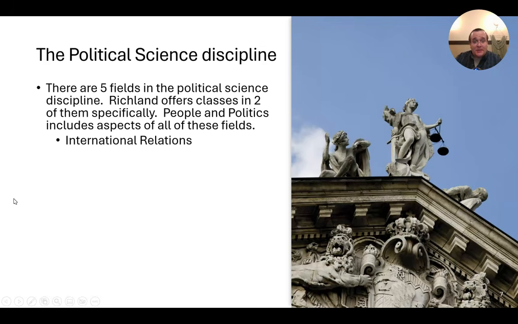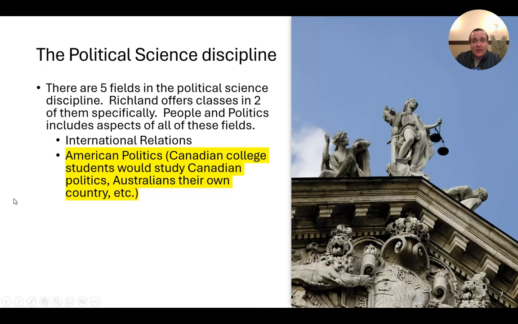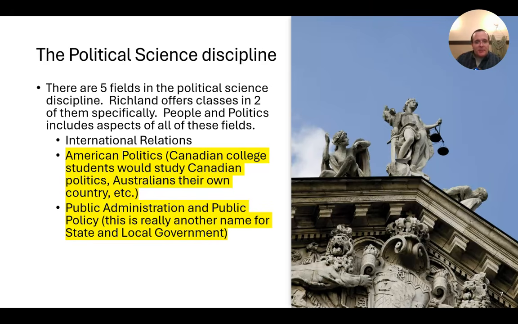So international relations, American politics, and this varies from country to country. Canadian college students would study Canadian politics, South African students, South African politics. Country specific is really what it is. Public administration and public policy, and this is really what state and local government is at the college level. And political theory also, where we'll get in later in the semester to Locke and Rousseau and all that. And comparative politics, which is what we're getting into right now.